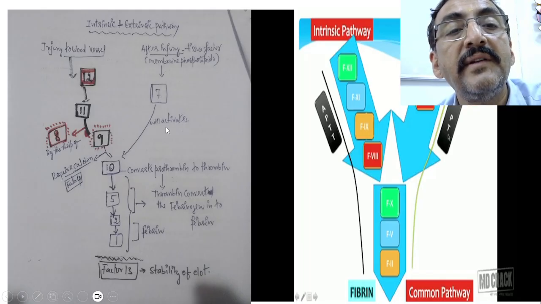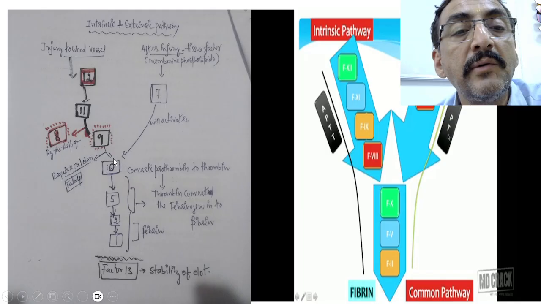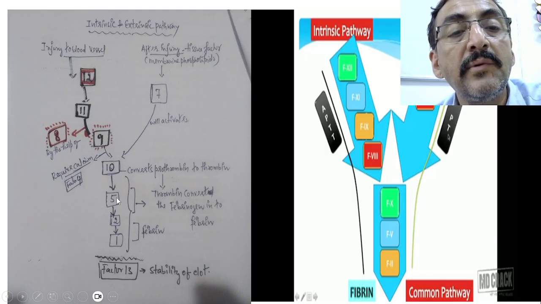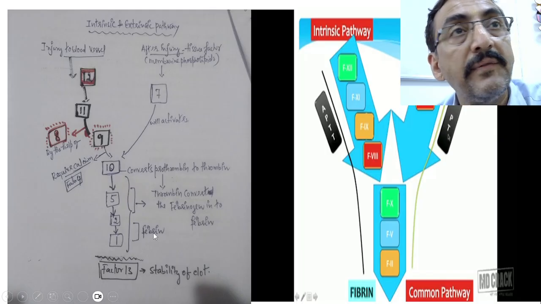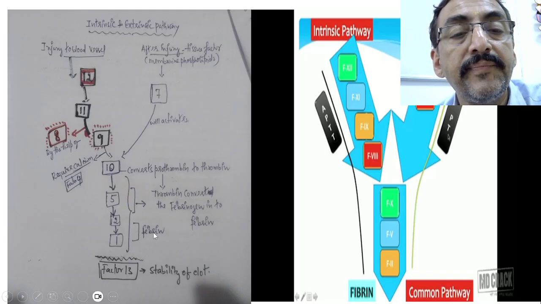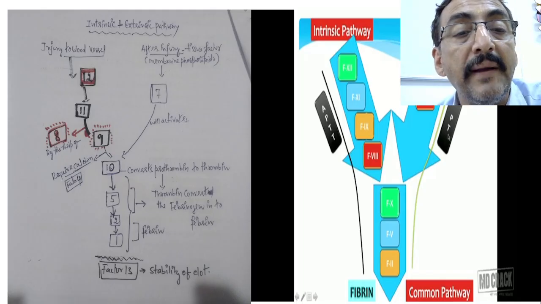Factor number 7 is directly converted into 10. Once it is converted into number 10, then it is converted to number 5. Number 5 is nothing but thrombin converted, fibrinogen into fibrin. Factor number 1 is nothing but fibrin.